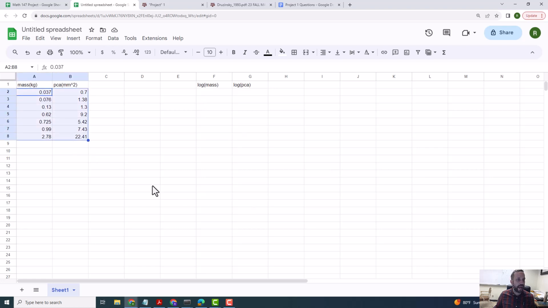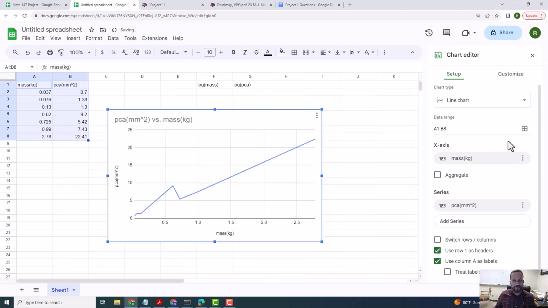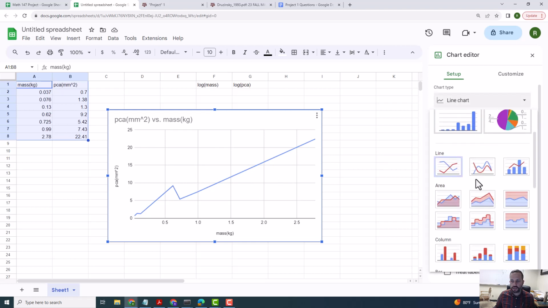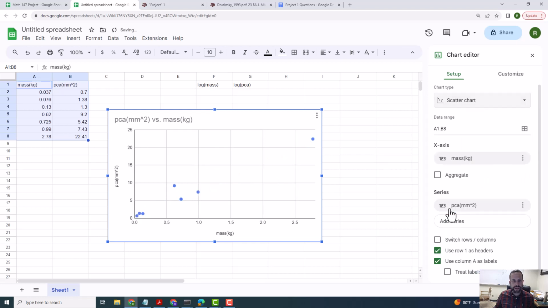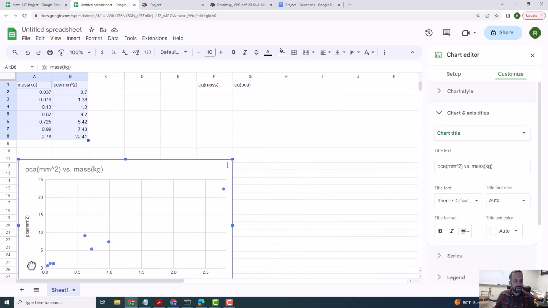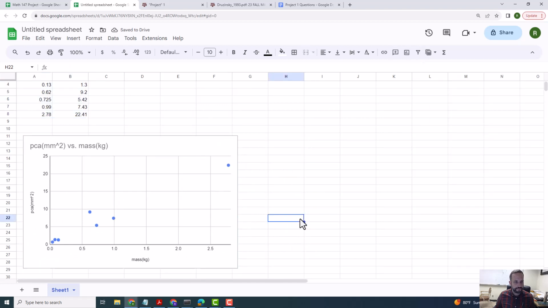Okay, so I'm going to do just a normal plot here. I'm going to do a scatter plot. The way I do a scatter plot, I'm going to go Insert, Chart. It's going to give me some options. This isn't exactly what I want, though it's not so bad. I want a scatter plot, so I'm going to come over here. It says Line Chart. I'm going to pick Scatter, and it already labels everything like I need it to. So make sure the labels are there. So this is the scatter plot without doing any logs or anything like that.